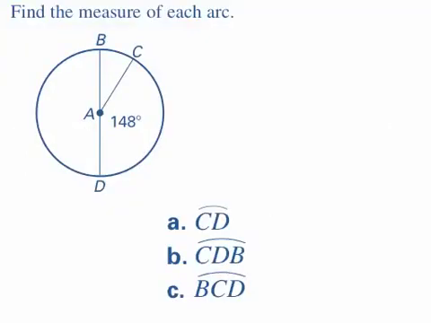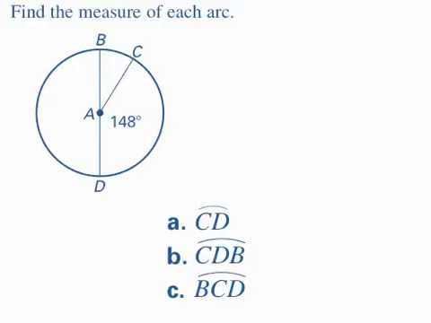This first example asks us to find the measure of each arc. We can tell whether they're talking about a major or a minor arc based on the notation. When they're asking for the measure of arc CD in part A, it's going to be a minor arc, or less than 180 degrees. But we know in questions B and C, they're looking for the measure of the major arc because it's notated with 3 points.